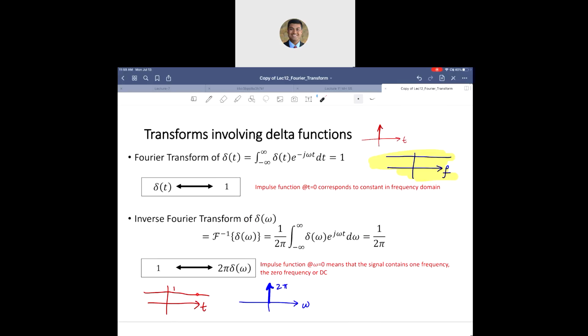What frequencies does this have? No frequencies, it is just DC, right? At zero frequency. The implication of this, the impulse function at omega equals 0, means that the signal contains one frequency, which is the zero frequency or the DC term.